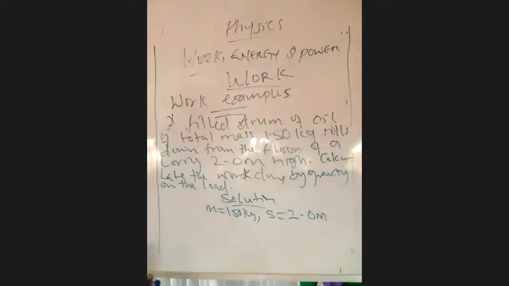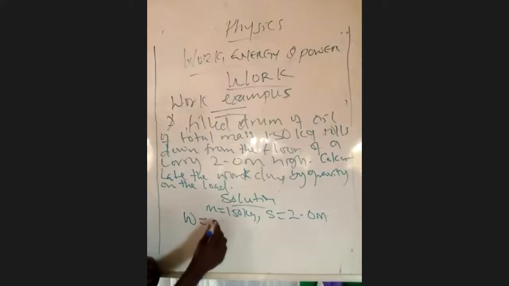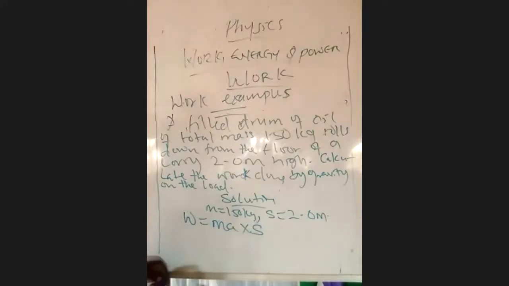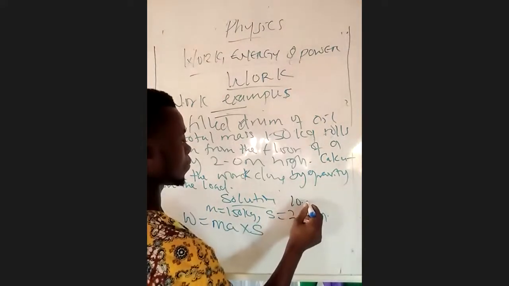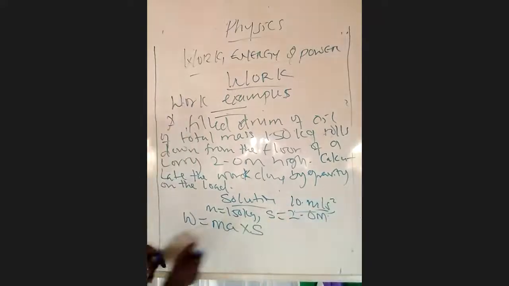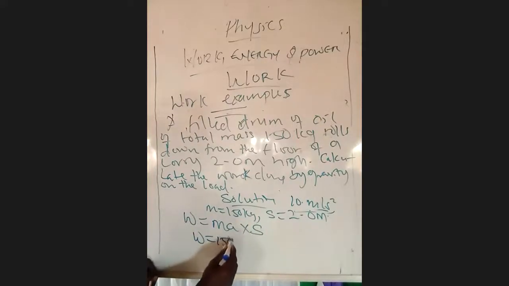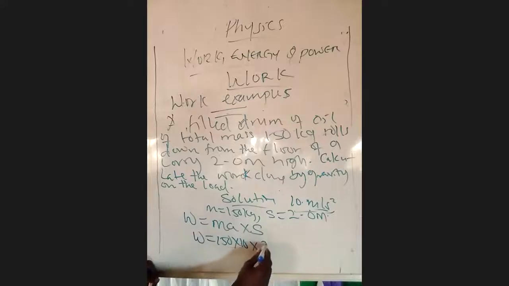Now, work done on the load, do not forget that our work is equal to force times distance, S. Force is equal to mass times acceleration. According to the question, we were given mass, we were given distance. So our acceleration remains constant, which is 10 meters per second squared. That's the constant of acceleration. With that, we can say work done is equal to our mass, 150, times 10 times 2.